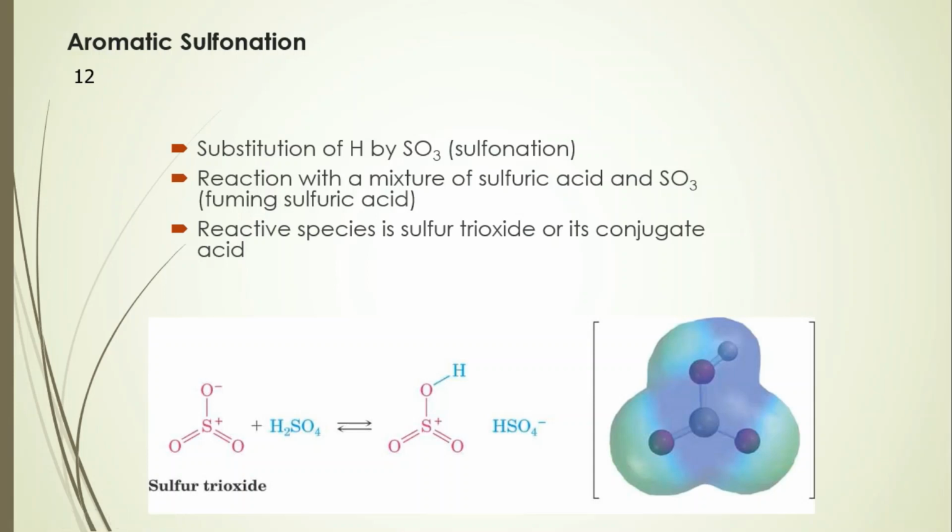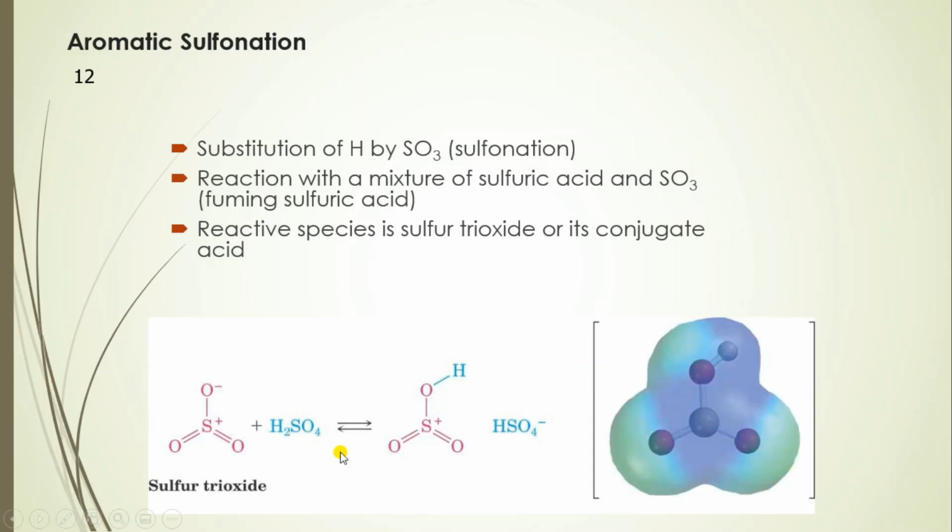This reaction again happens with a mixture of sulfuric acid and SO3, which is called oleum. We usually use oleum for the sulfonation reaction of benzene. Oleum is the mixture of sulfuric acid and SO3. What are the reactive species? It is sulfur trioxide or its conjugate.